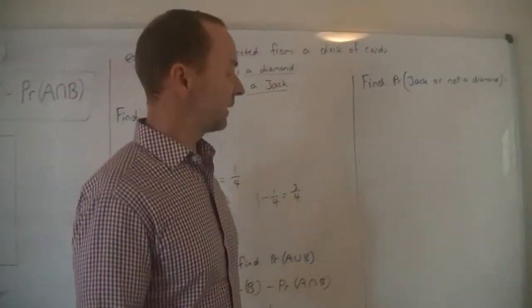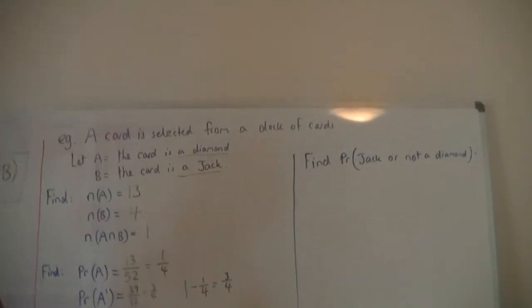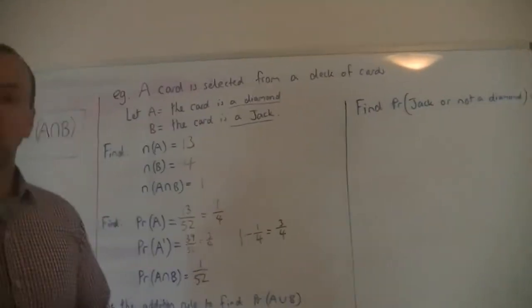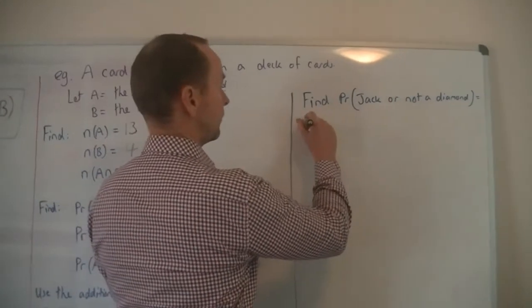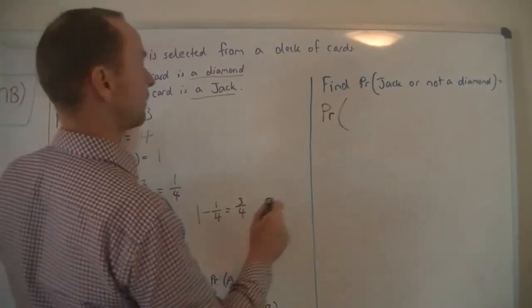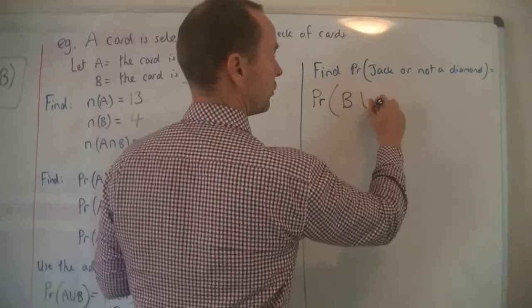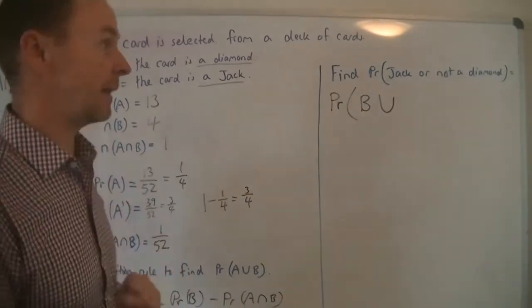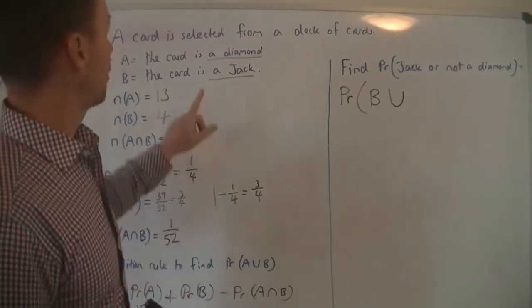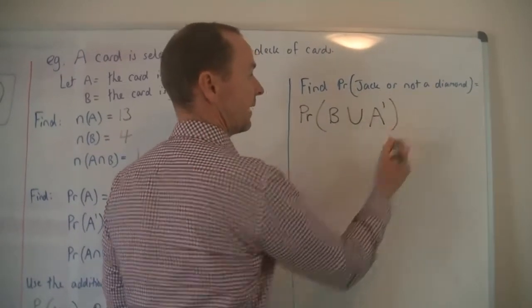Alright, now let's do the last question over here. Find the probability of getting a jack or not a diamond. So it's asking, find the probability of a jack. The jack is B. Or, so it means that's a union, so it means that or that, so you add them together, or not a diamond. So a diamond is A, but not a diamond is A dash.